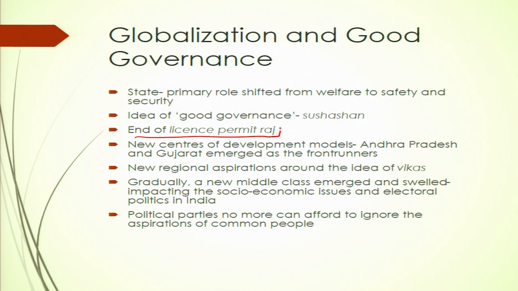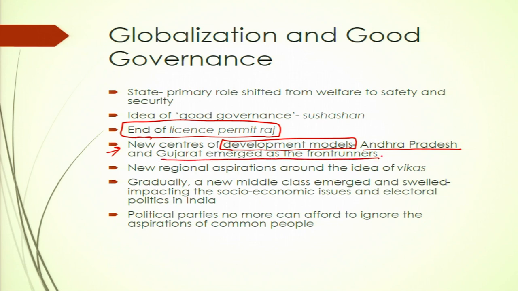Thus, in the Indian political processes, governance replaced government. It eventually also contributed to ending the process of license permit raj, as I have discussed earlier. Within the political imagination of India, the new conception of development, or vikas, also entered. And it was in this process that new reference points or new development models started emerging, in which states like Andhra Pradesh, more so Hyderabad, cities like Bangalore, and states like Gujarat emerged as the front runners.